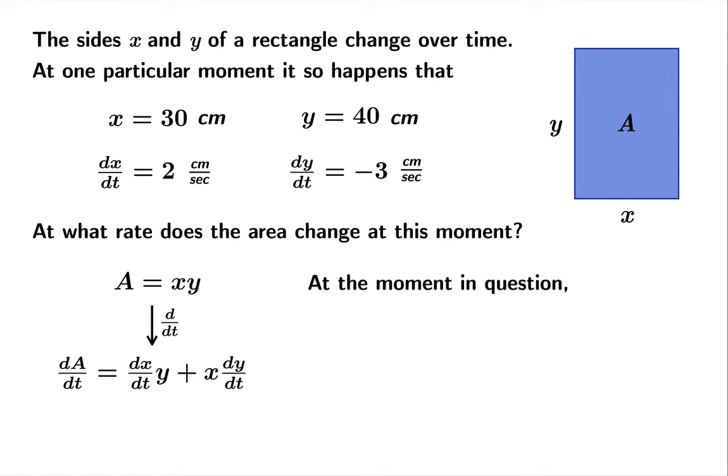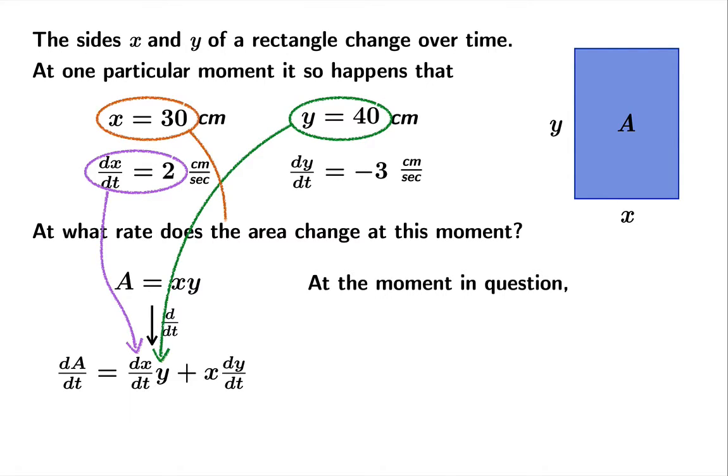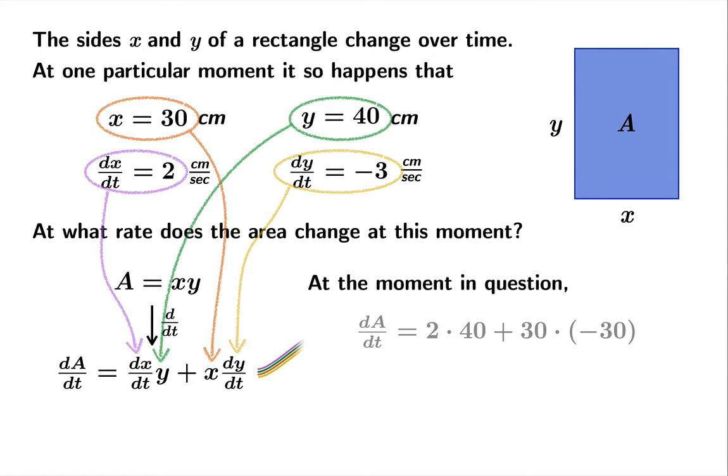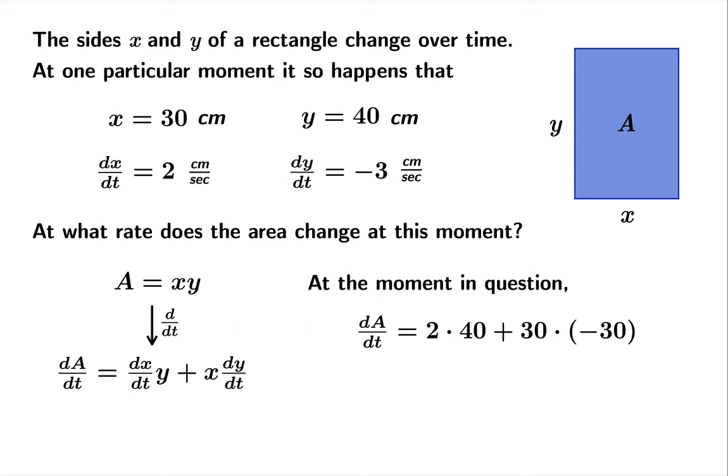Now back to the actual question. There's this moment where all of that data above applies. So at that moment, we could use all this data, substitute into our relationship, and we would discover that dA/dt is equal to this expression, which we can simplify, and we discover, once we put our units in, dA/dt is negative 10 centimeters squared per second, and that is the answer to our problem.